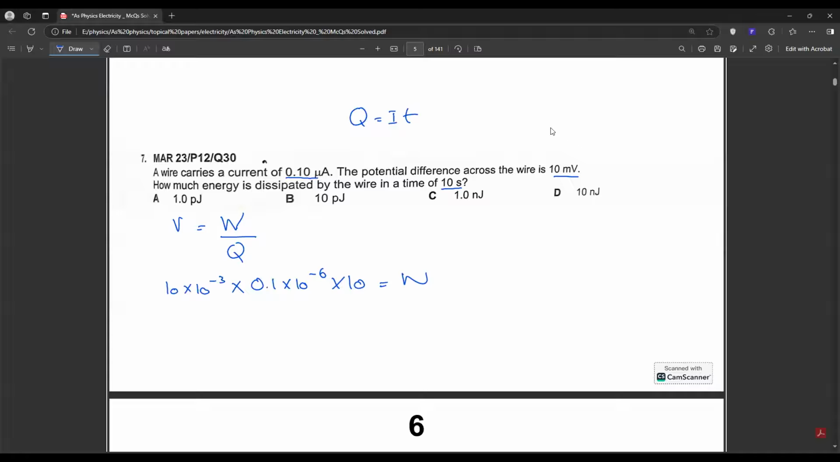What does your work done come out to be? Let's calculate that. 10 into 10 to the power of minus 3 multiplied by 0.1 into 10 to the power of minus 6 and multiplied by 10. This gives you an answer of 1 into 10 to the power of minus 8 joules, which is equal to your work done. We have a decimal here. Let's take this decimal one place forward. 10 into 10 raised to the power of minus 9 joules is equal to your work done. What is 10 raised to the power of minus 9? It is nano. Work done comes out to be 10 nano joules. D is your answer. Let's further move ahead.